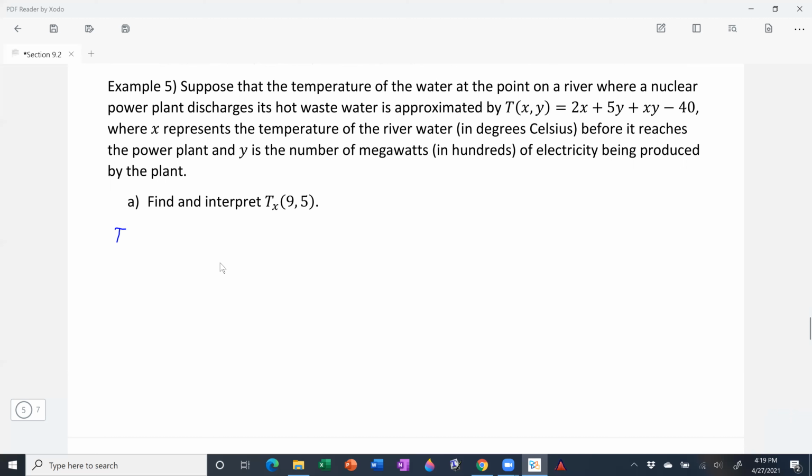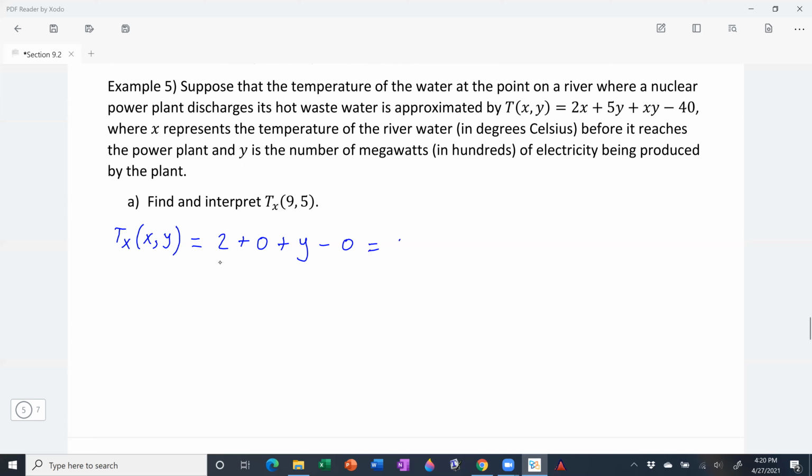So first things first, let's find the partial derivative with respect to x, just in general. Okay, without plugging in the 9 and the 5 yet. Okay, so x is the variable. So the derivative of 2x is 2. Plus, y is a constant, so the derivative of 5y is 0. Okay, plus xy. So the variable is x right now, and y is being held as a constant. So we want to do constant times x. The derivative of that is the constant. Okay, and then the derivative of 40, always a constant, so that's just 0.